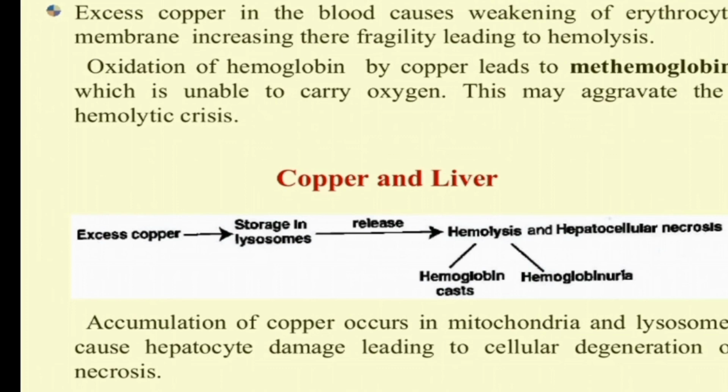And in the blood, because of the lack of binding to ceruloplasmin and metallothionein, more copper will be released, and because of this excess copper, it will weaken the erythrocyte membrane. So these are the mechanisms of these three processes, that is the nervous system, the blood, and also the liver.